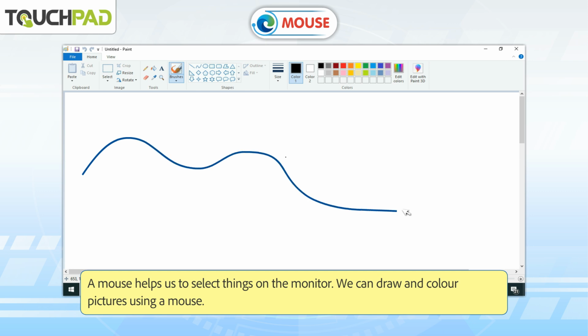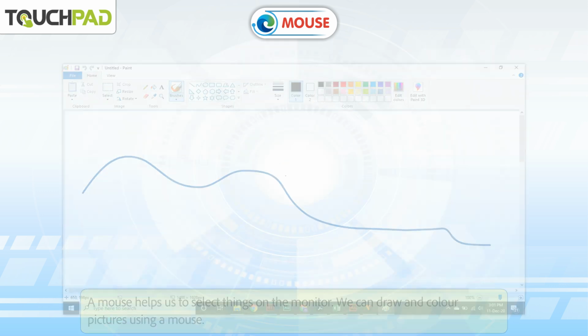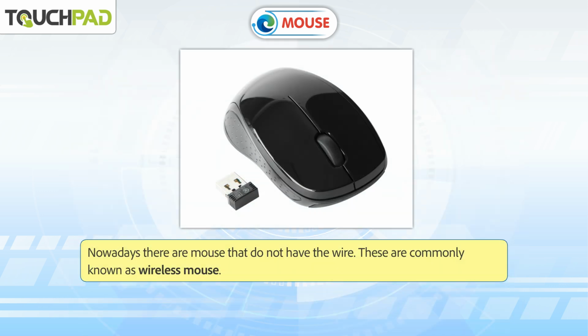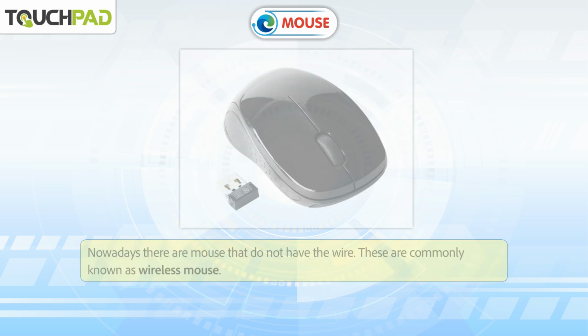We can draw and color pictures using a mouse. Nowadays, there are mice that do not have the wire. These are commonly known as wireless mouse.